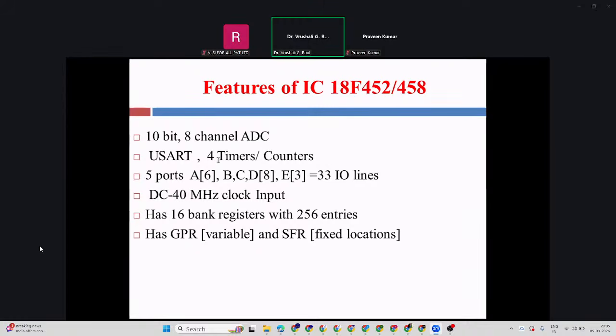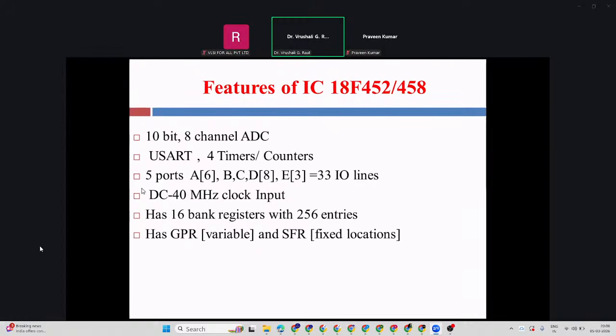USART is there, as well as in this 18F, you have 4 timers, which can also act as counters. All 4 timers can act as counter. So how many? 4 timers are there. How many were there in 8051? 2 were there. And now it is increasing by 2.